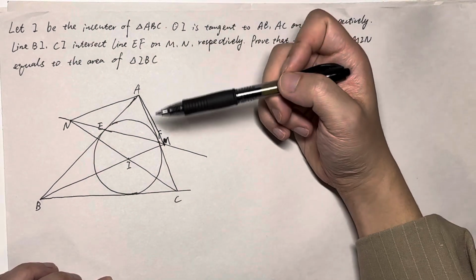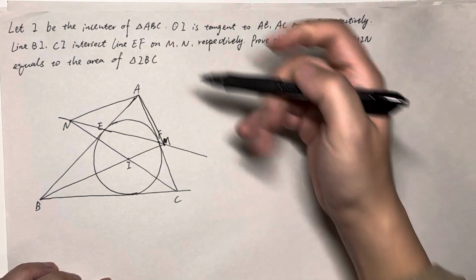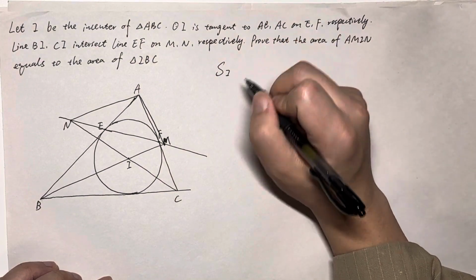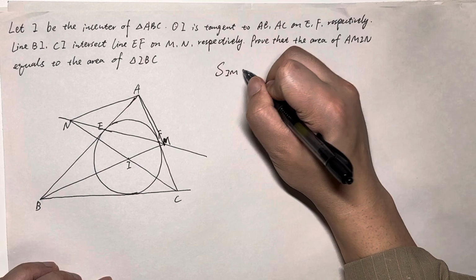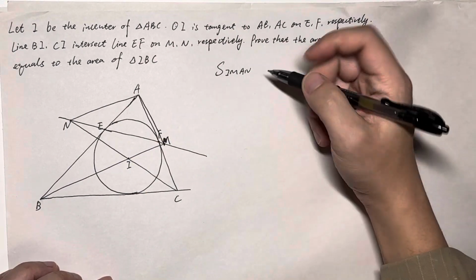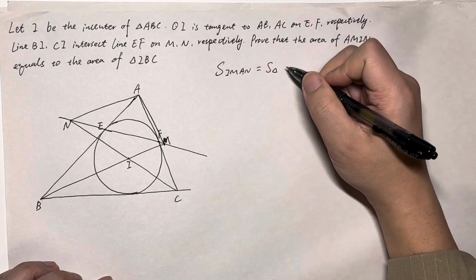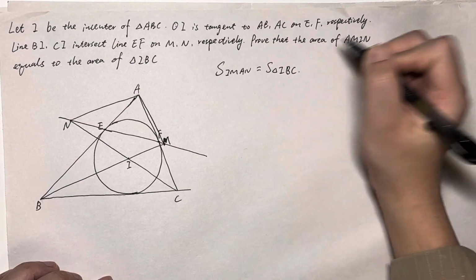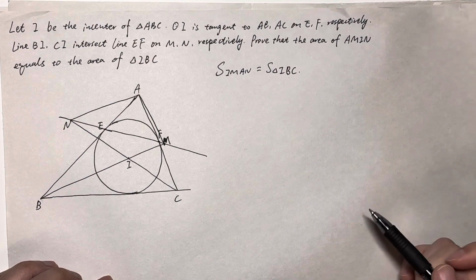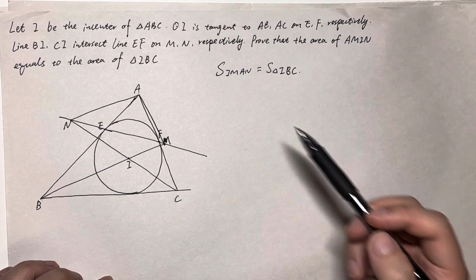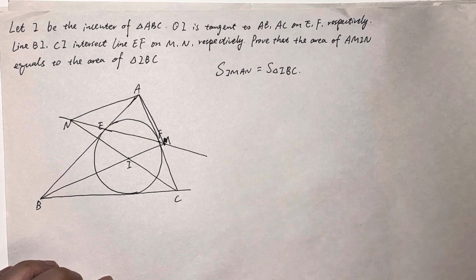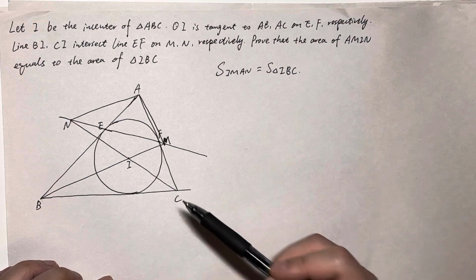Okay, here we want to prove that the area of IMAN, that's the same as AMIN, right? IMAN equals the area of triangle IBC. The first question is how can we calculate the area of IMAN and how can we calculate the area of triangle IBC?